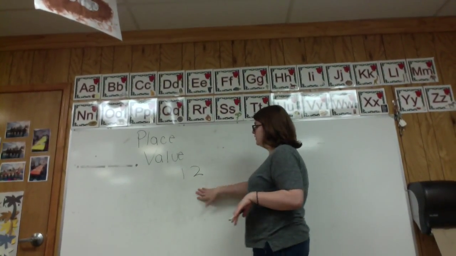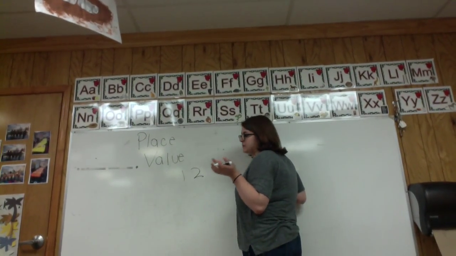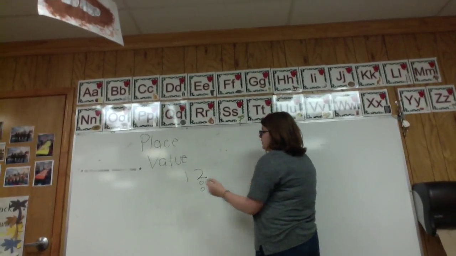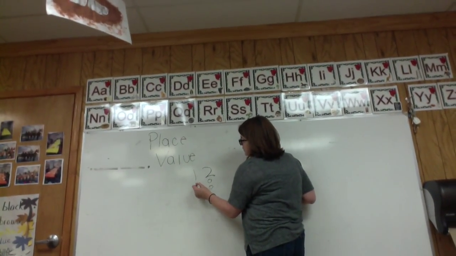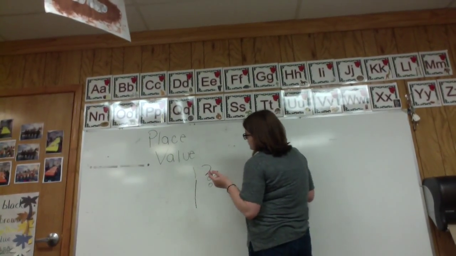Okay, now we know that 2 is 2 1 blocks. So, instead of using blocks, I'm just going to use circles to represent 2. Okay, and then we know that 10 is just 1 10 block. So instead of using a 10 block, I'm just going to use a line. Okay, so now we have 1 10 and 2 1s, or 12.